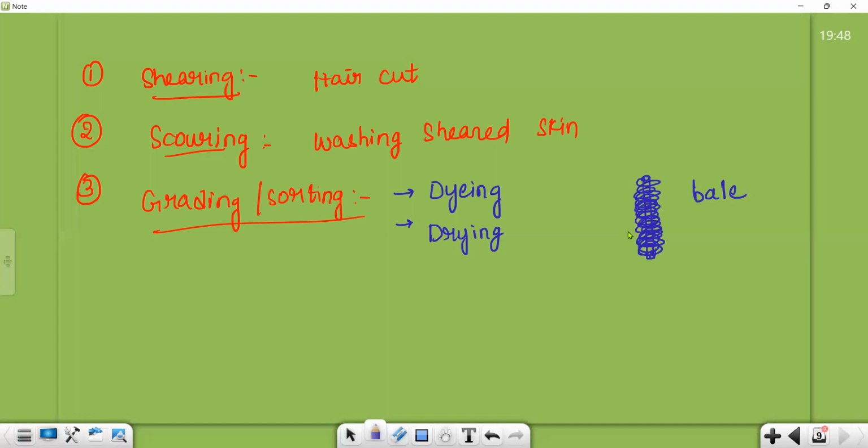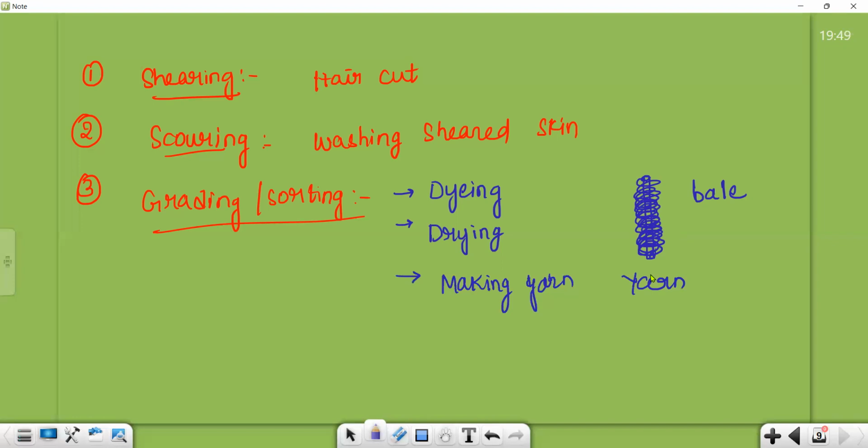Ma'am, can I tell something? In our country, pashmina wool is very soft. It is also the costliest. So the bale, at last after the drying process, goes to the mills, and then it is made into yarn. So you know yarn, right?